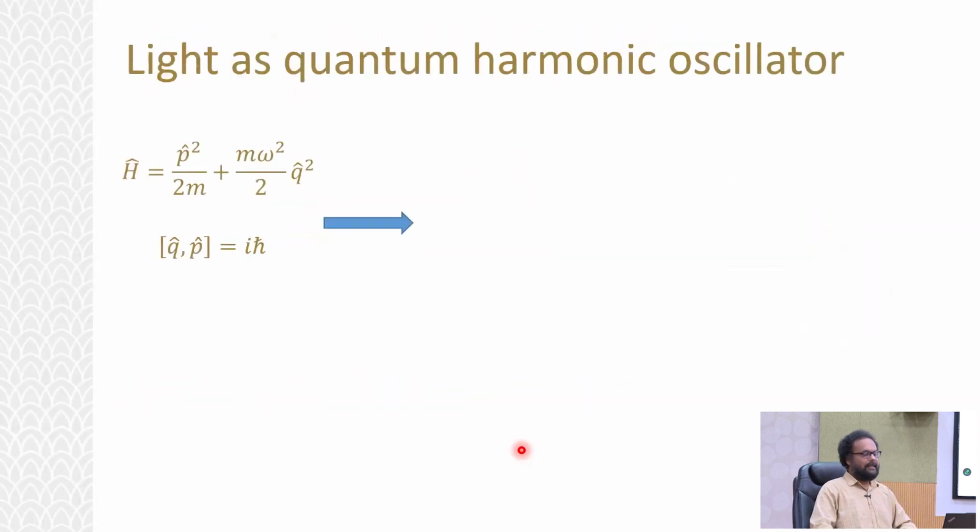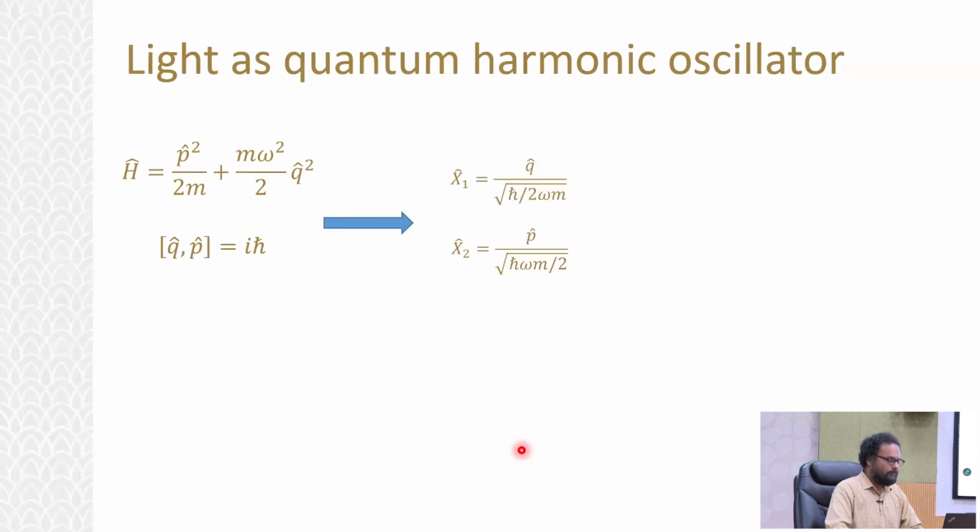So now let's look at light as a harmonic oscillator. Now we have a harmonic oscillator, so we replace our position and momentum with associated operators which do not commute. That's very nice. Now what we define are two new operators, what we call the quadrature operators, x1 and x2. In a sense, what these operators are doing is removing the dimensions of your position and momentum. We're kind of making them dimensionless. That's what we are doing.